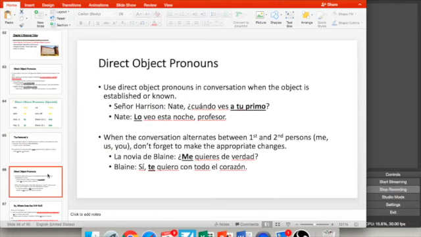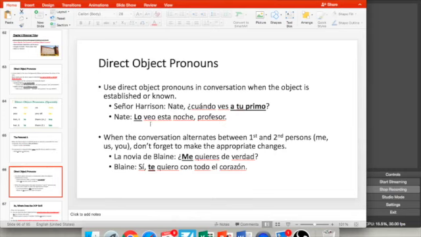now as far as direct objects go, you can use these direct object pronouns in a conversation also when you've already established what that direct object is. And what I mean by that, if you have a conversation going on between your professor and a student, and the professor says, "Hey Nate, ¿cuándo ves a tu primo?" When do you see your cousin? And Nate doesn't have to say, "Oh, I saw my cousin last night, professor." You could say, "I saw him last night." So we could shorten a tu primo with lo.